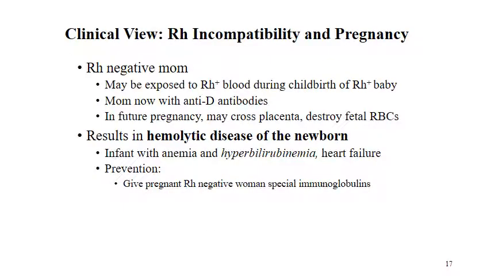So another interesting thing is that you can have incompatibility between a fetus and the mother. So for example, you have an Rh negative mom, so she doesn't have the D antigen on the outside of her red blood cells. She can be exposed to the Rh positive blood of her child during childbirth. So the mom now is going to have anti-D antibodies against the baby's blood. And in a future pregnancy, they can cross the placenta and destroy the fetus's red blood cells. So this results in hemolytic disease of the newborn. The infant is going to have anemia and hyperbilirubinemia and heart failure. So prevention is to give the pregnant Rh negative mother special immunoglobulins.